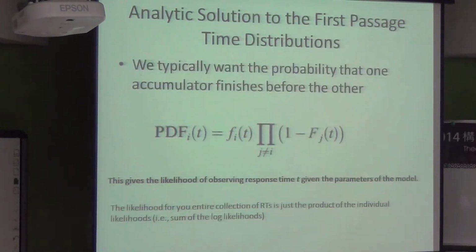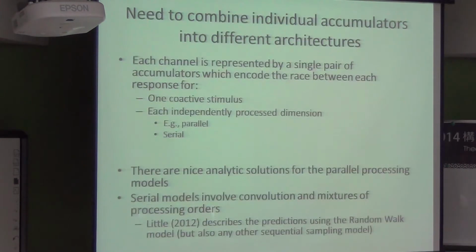Now, for a parallel model or a parallel self-terminating model, we just have more accumulators that we're racing against, so the analytic solutions are also very easy. For a serial self-terminating model, we have to take into account which dimensions get processed first, and the convolution of those dimensions if one dimension is processed first followed by another dimension. And that gets a little messy, and I'm not going to talk about that in this particular talk, but there's lots of stuff in the literature on this. I've shown the calculations for the random walk models and other types of sequential sampling models applied directly to this problem in a 2012 paper.